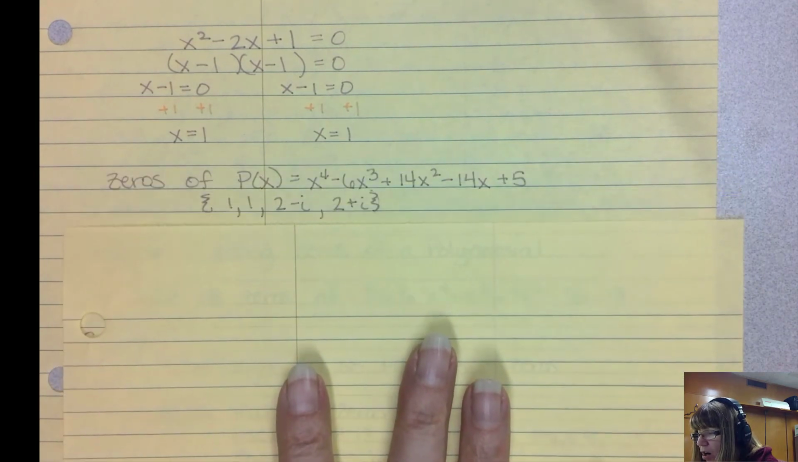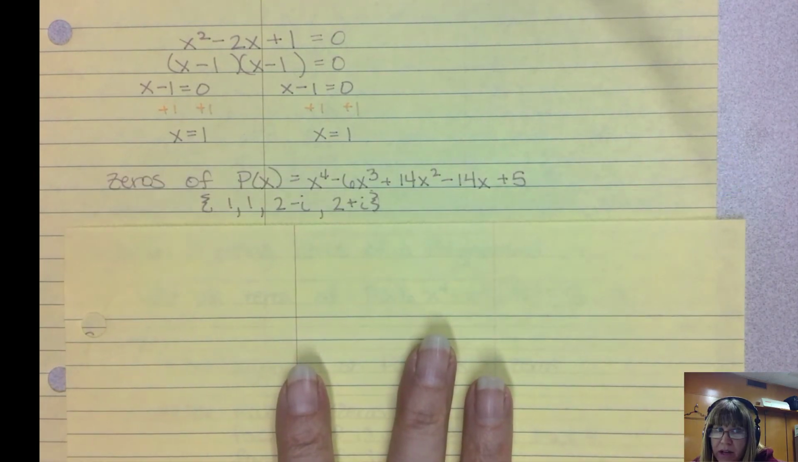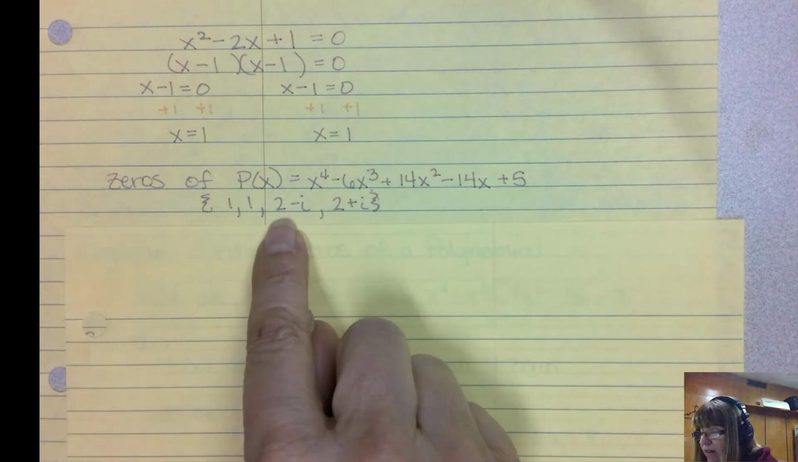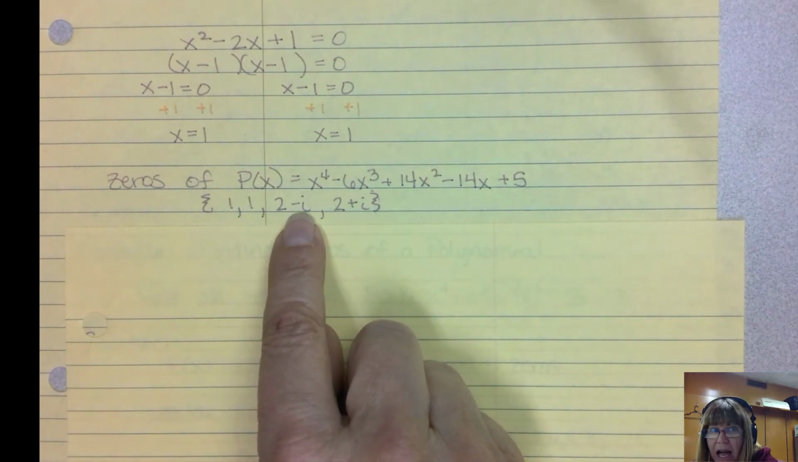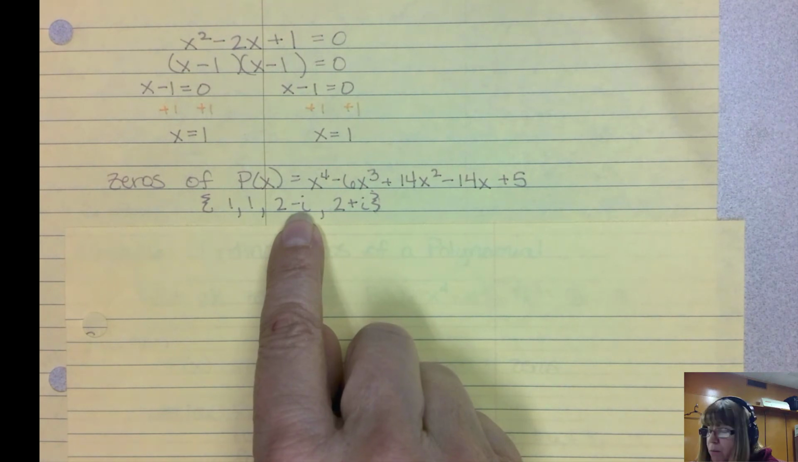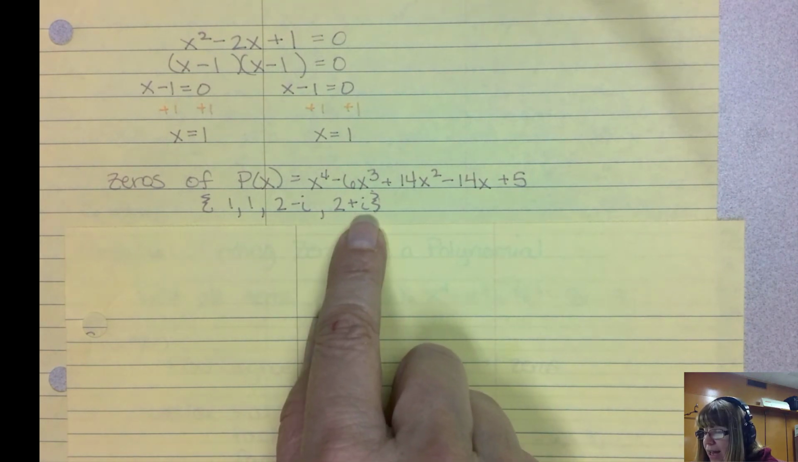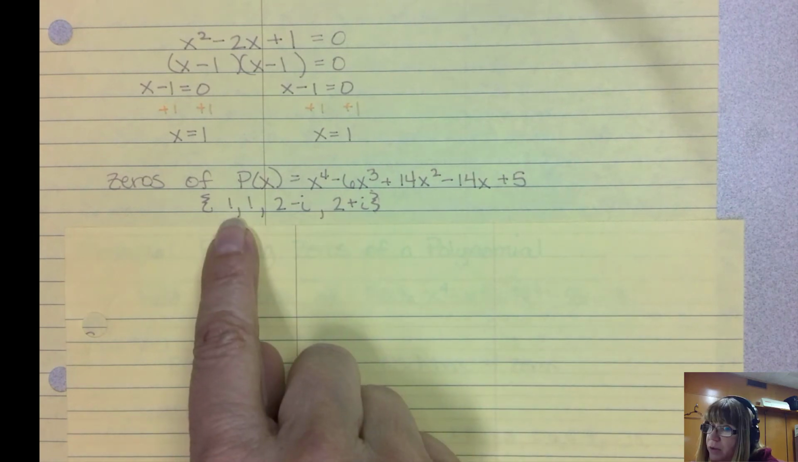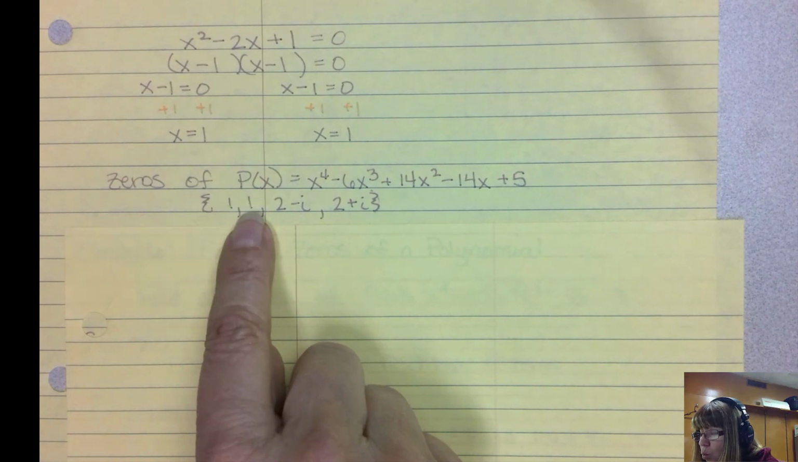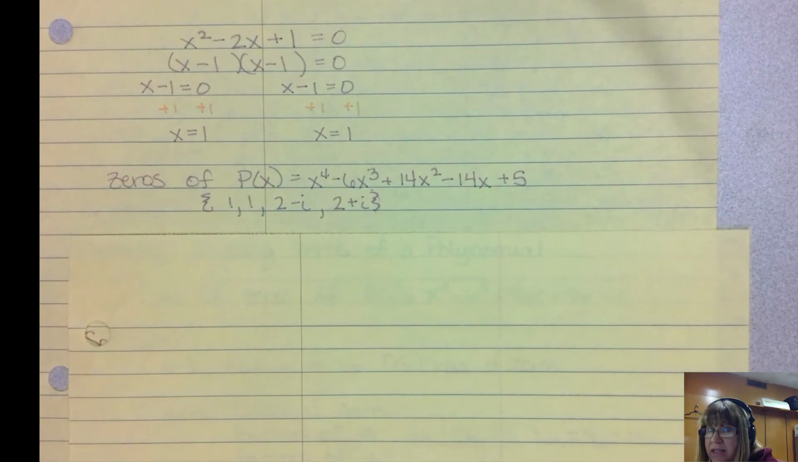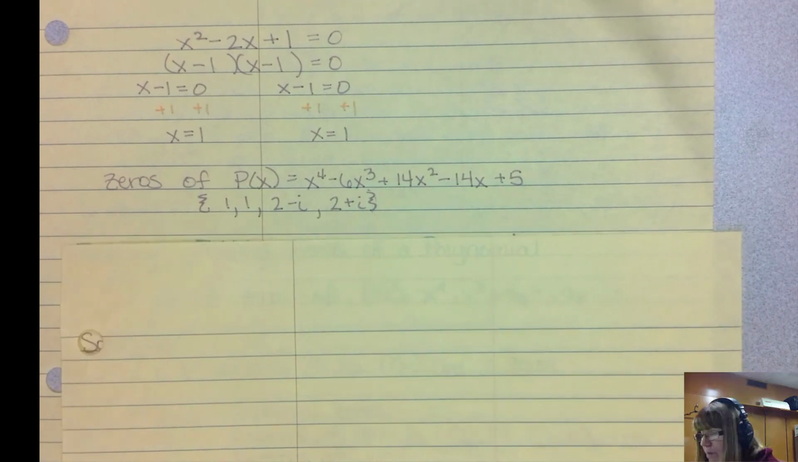So to find our zeros of p of x, we were given 2 minus i. Using the conjugate theorem, we found 2 plus i. And doing some combining, multiplying, dividing, and factoring, we found our other 2 solutions, or zeros, of 1 and 1. I know that's a lot of work, but do the steps slowly. You shouldn't have a problem with them.